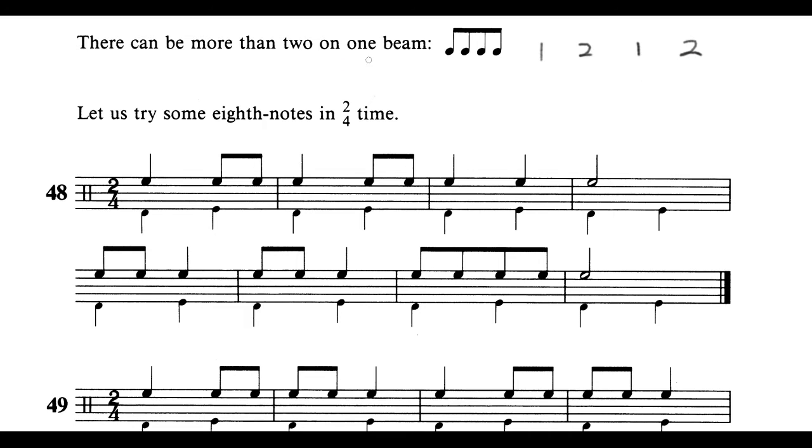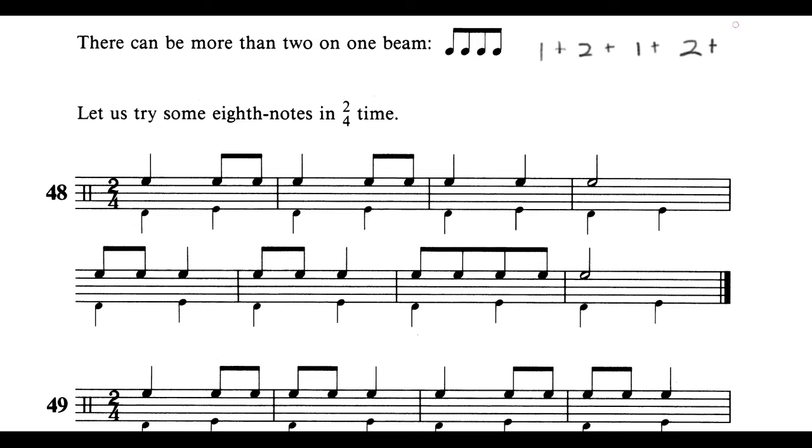But we want to account for the eighth notes, and not just the beats, not just the 1, 2, 1, 2, but the eighth notes that are happening in between. So what we do is we add a little count for the eighth note as well, and we usually say "and" after the number, and we usually put a little plus sign to indicate that. So we say 1 and 2 and 1 and 2 and.